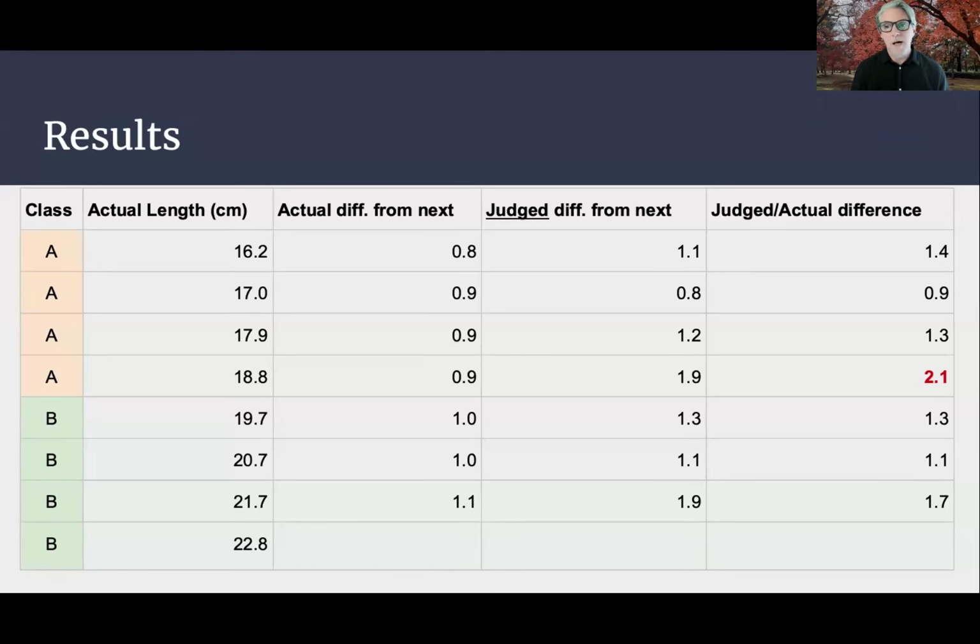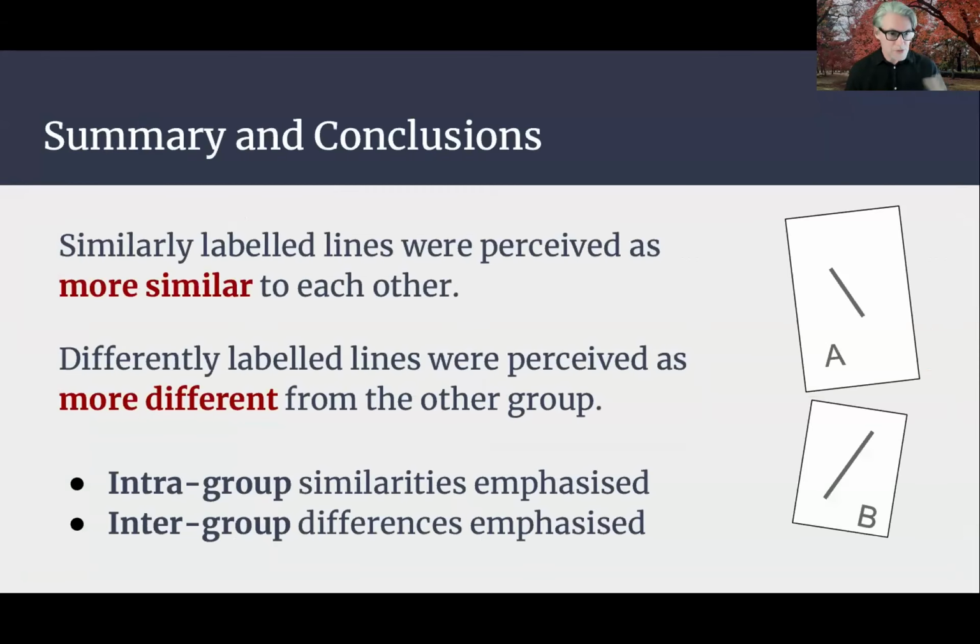And what Tajfel concluded from this, and not just from this but from doing other experiments as well, was that if you label things in a similar way, then the human mind perceives them as being more similar to each other. So if you say that some things are in a group by labeling them somehow, then the human mind automatically assumes similarity and perceives them as more similar. And if you label things differently, then the human mind automatically assumes that they are more different than they actually are.